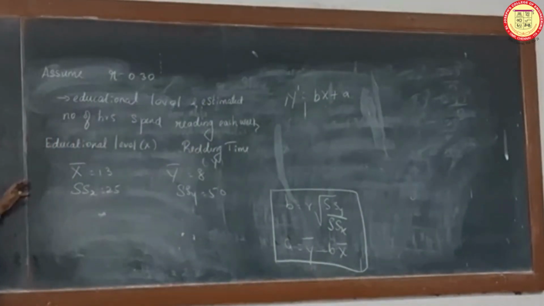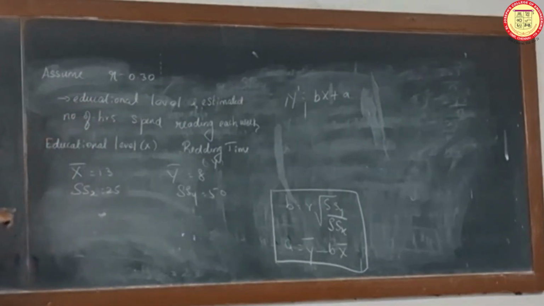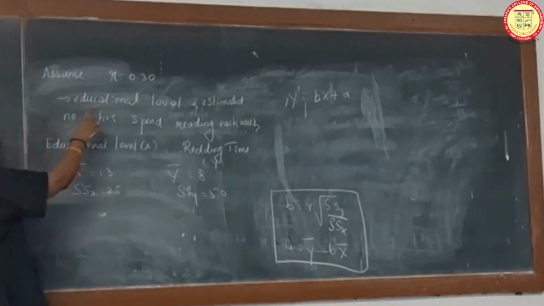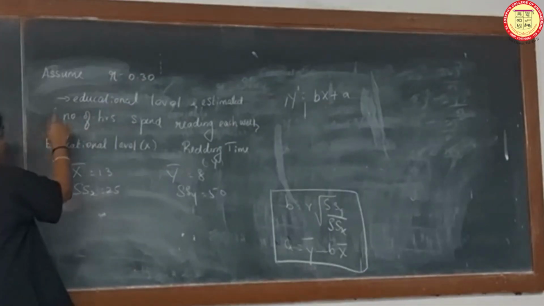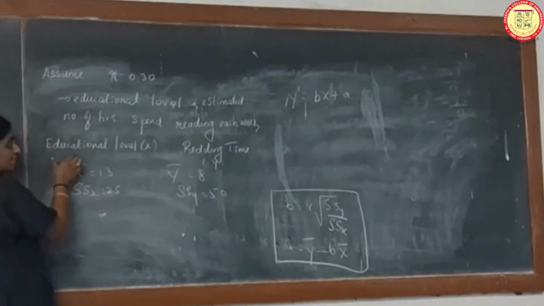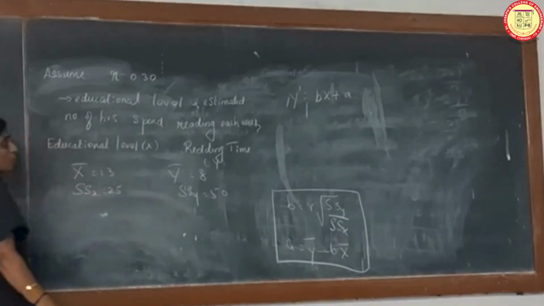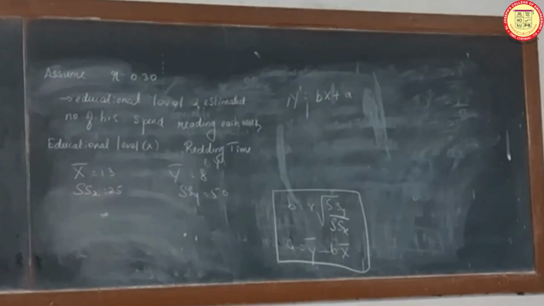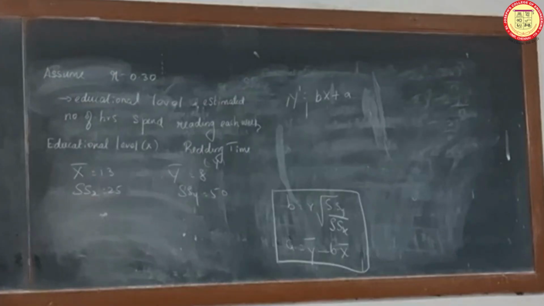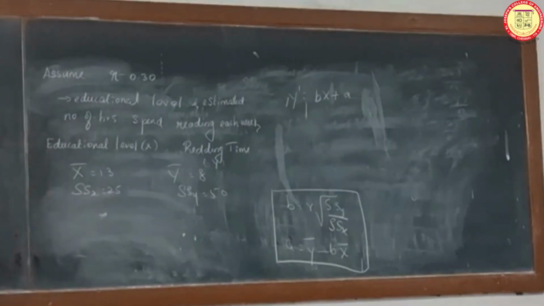Okay, now we are going to do one small example problem using this regression. Assume the correlation analysis is given as a correlation coefficient. Here the R value is equal to 0.30, which is the correlation between educational level and the estimated number of hours spent reading each week. The values are given for educational level and reading time, the two variables, x and y. Y is the dependent variable and x is the independent variable. The correlation between these two variables is also given.